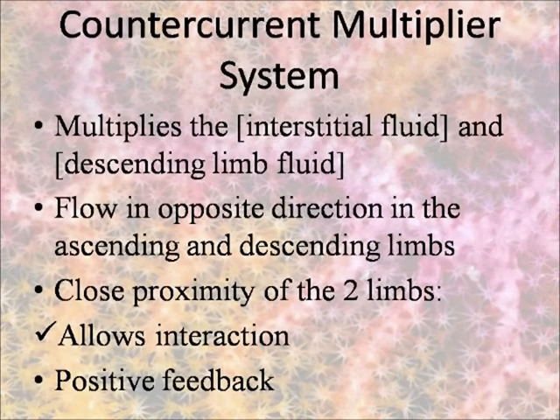Countercurrent multiplier system. The countercurrent multiplier system multiplies the concentration of interstitial fluid and the concentration of descending limb fluid. It flows in opposite directions in the ascending and descending limbs. The close proximity of the two limbs allows interaction for a positive feedback mechanism to take place.